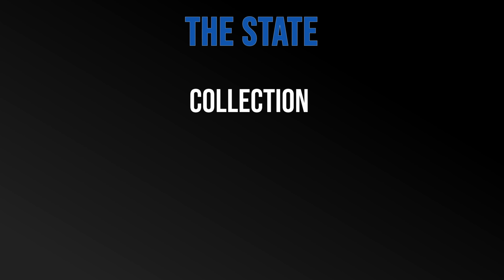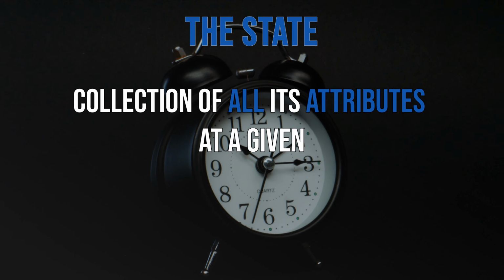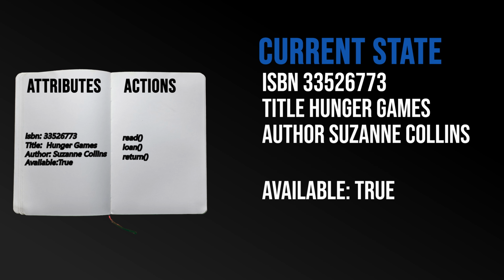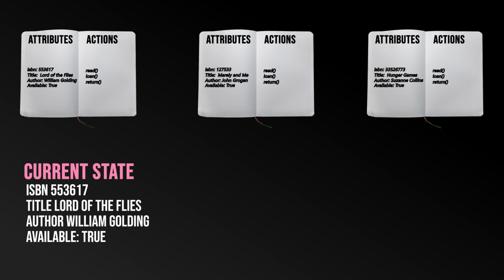The state of an object refers to the collection of all its attributes at a given moment. Well, the state of a book object would include its ISBN, title, author, and availability. Each of these 3 books has its own unique state.